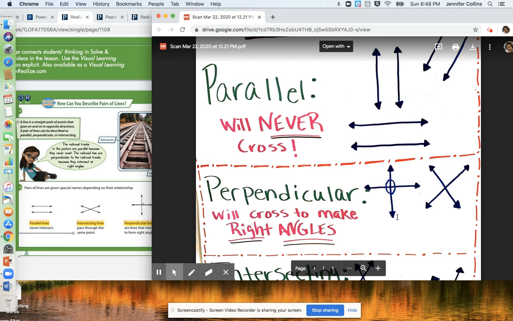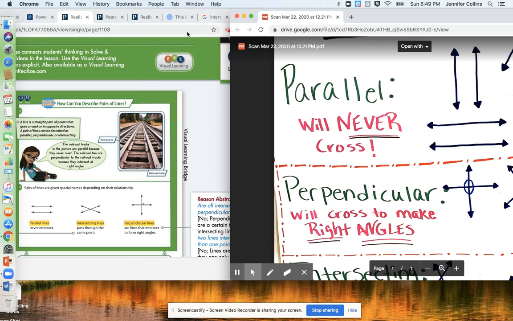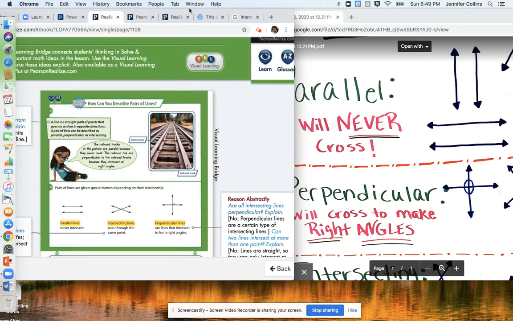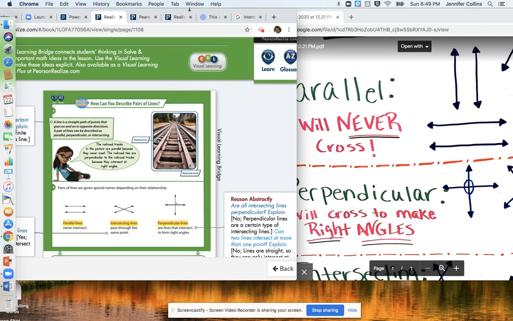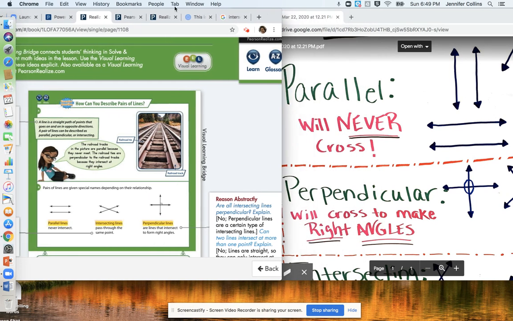There are two examples right here for you. Some examples of perpendicular lines are where two city roads intersect. They join at right angles to each other, and they form 90-degree angles. If you have square tiles on your floor, they form perpendicular lines, and they cross to make right angles. You can try to find as many as you can in everyday life, okay? So perpendicular lines are all intersecting lines, but they intersect at one particular point, at a 90-degree angle.